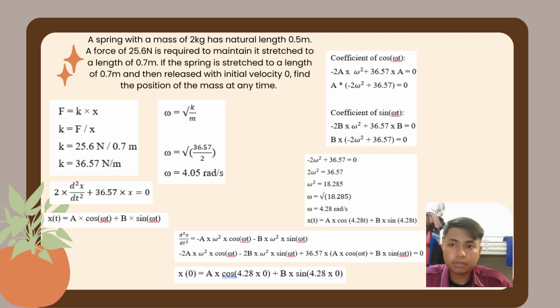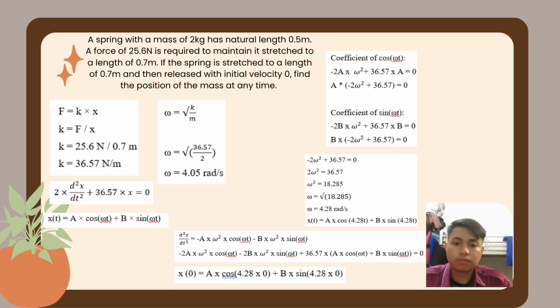A spring with a mass of 2 kg has a natural length 0.5 meter. A force of 25.6 Newton is required to maintain its stretch to a length 0.7 meter. If the spring is stretched to a length of 0.7 meter and released with initial velocity 0, find the position of the mass at any time. So the first step, we need to find the value of k.